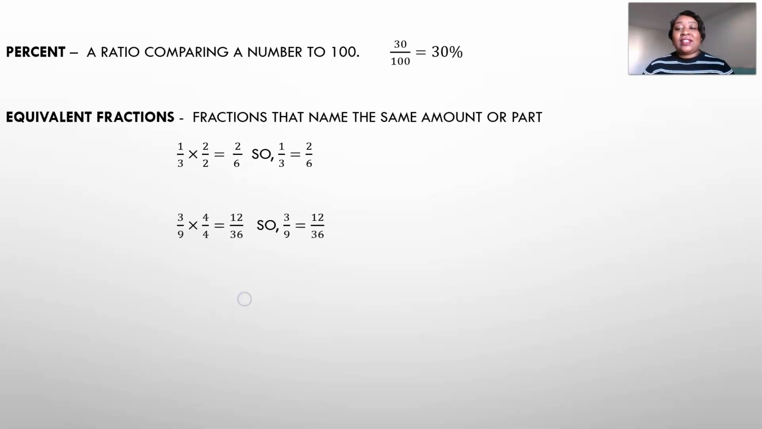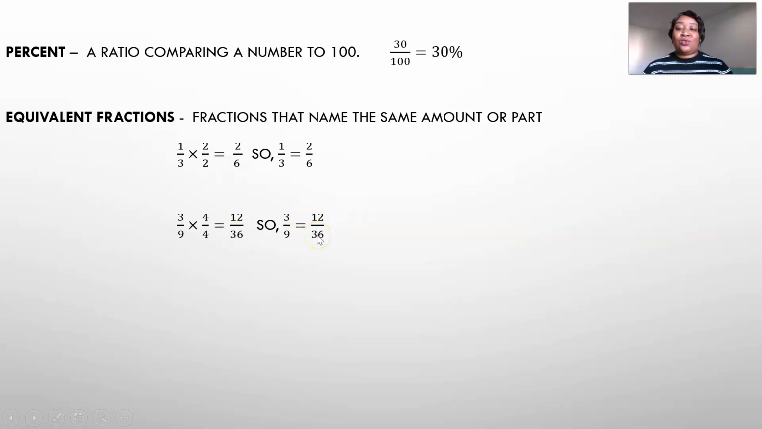Let's see another example, 3 over 9. You can use any number to multiply, but you have to remember to use it for both the numerator and the denominator. So we can say 3 over 9 times 4 over 4 is equal to 12 over 36. So 3 over 9 is equivalent to 12 over 36.